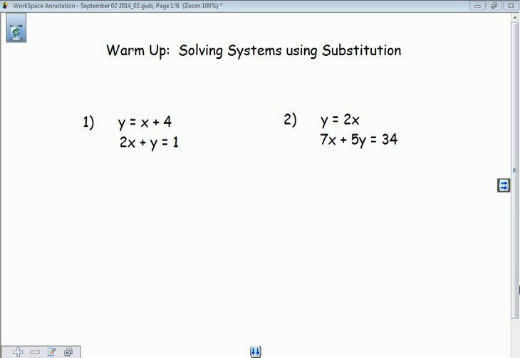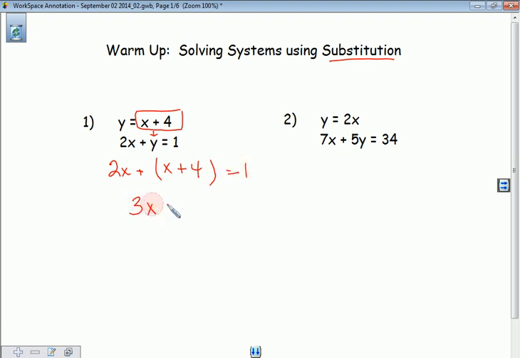Okay, so today's warm-up is complete review from what you did in 8th grade math, or if you took Accelerated last year, you also saw this. So it's solving systems using substitution. When we do substitution, we're hoping that one of our equations is already solved for a variable, which this one already is. Since y is equivalent to x plus 4, wherever we see a y, we could plug in x plus 4. So 2x plus y, which we just decided was equivalent to x plus 4, equals 1.